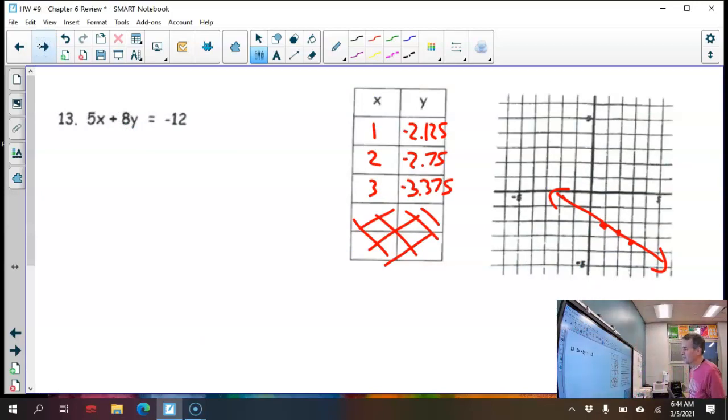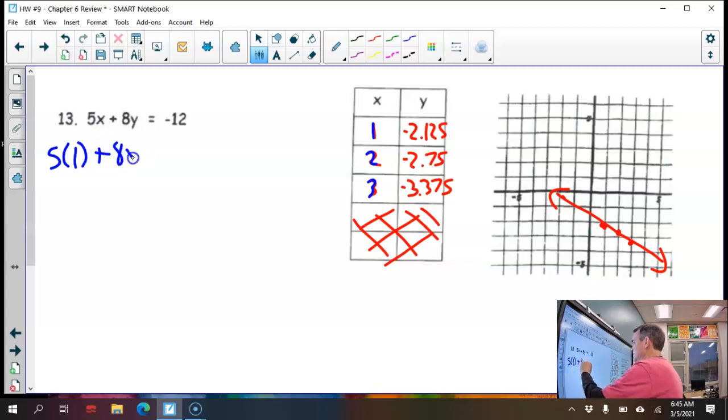All right, number 13. I think this is the hardest one because the y values are terrible. But the process is the same as it has been for the other 3. First, I recognize that this is linear because it has no exponents and the x and y are not multiplied together. So because it's linear, I pick the x values 1, 2, and 3. And then I substitute each one of those in for x. So I'm going to start with the 1, and I'm going to substitute it in for x.